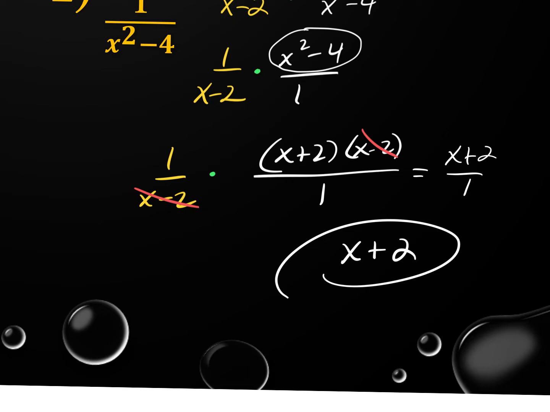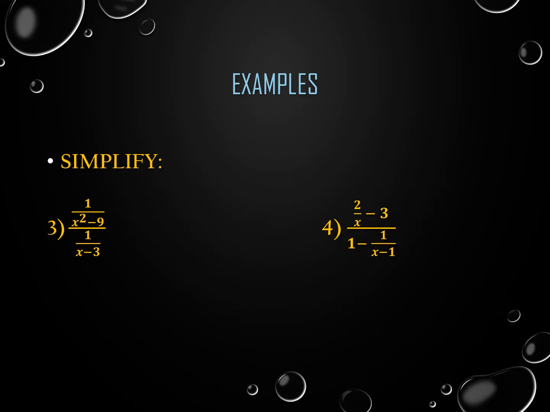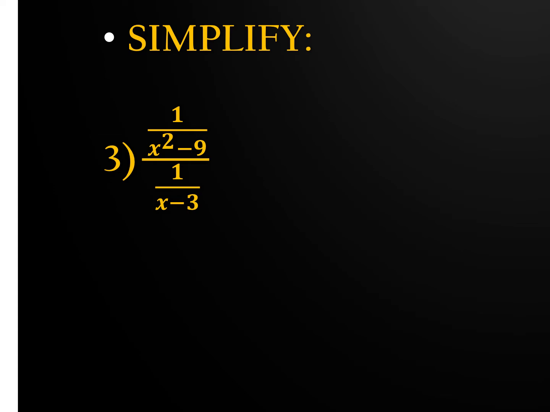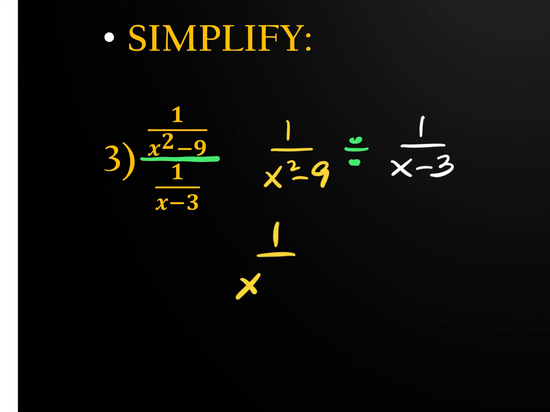Next one, still the same simple process. We're going to factor the difference of two squares. For number 3, again, we've got a fraction and a fraction. The main fraction bar separating them is the division. So for the numerator, we have 1 over x squared minus 9 divided by the denominator, which was 1 over x minus 3. Keep, change, flip. So keep it, change it to multiplication, flip upside down.